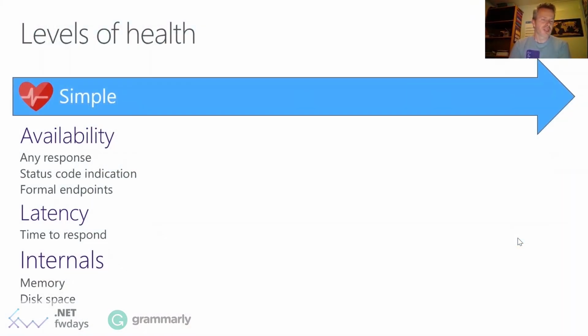Once you get started with this, you might want to start out simple. The simplest thing would be availability. If an endpoint on your application is queried and asked for give me health information, and it gives a response, then it's available, and that's a good first indication that you're alive at all. It could send out different status codes, and it could be formalized endpoints, so specific endpoints. You don't have to visit the homepage, for example.